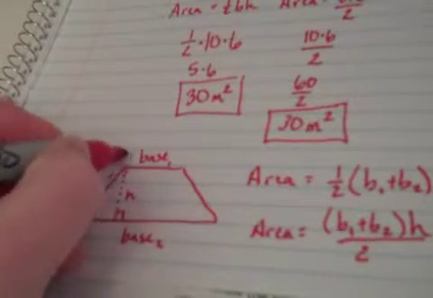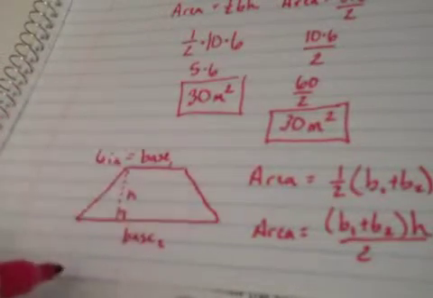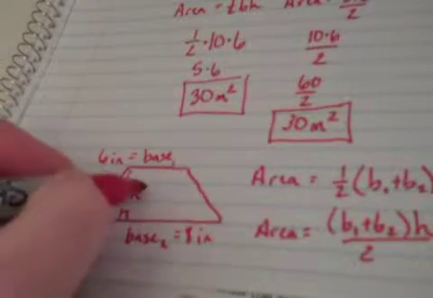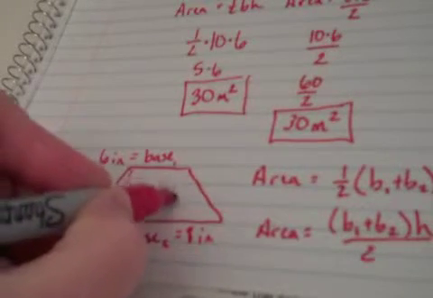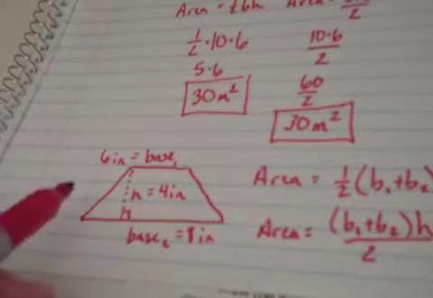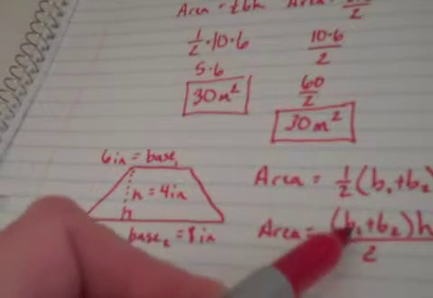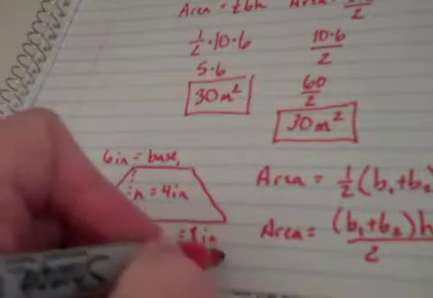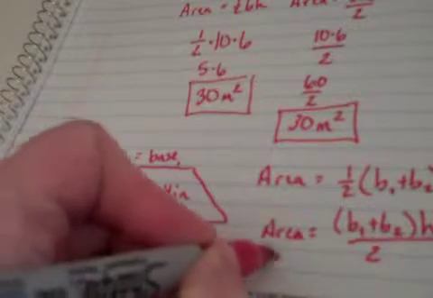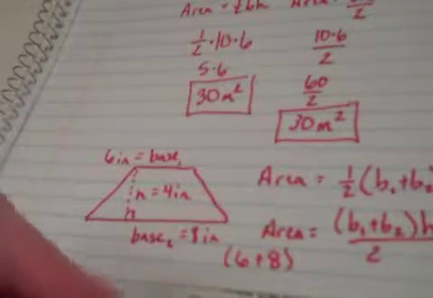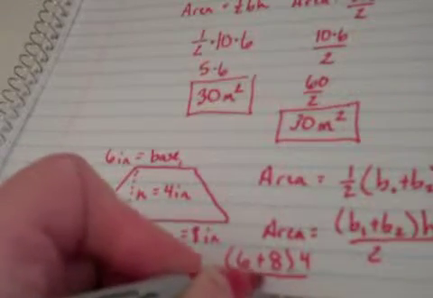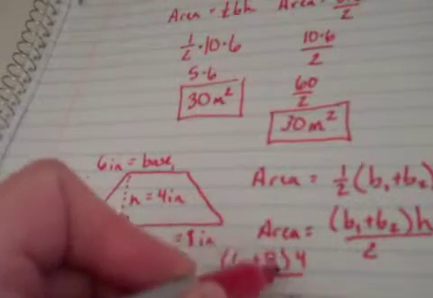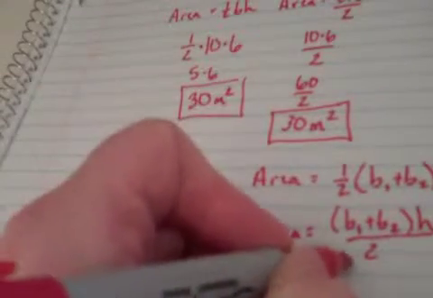Let's say that this base is 6 inches. This base down here is 8 inches, and our height is 4 inches. Well, according to these formulas, and again I like the second one where we're going to divide by 2 at the end, says I should take the two bases, the 6 and the 8, and I should add them together. Then I'll multiply by the 4, and I'll divide that entire thing by 2. Well, I need to take care of the parentheses first. 6 plus 8 is 14.